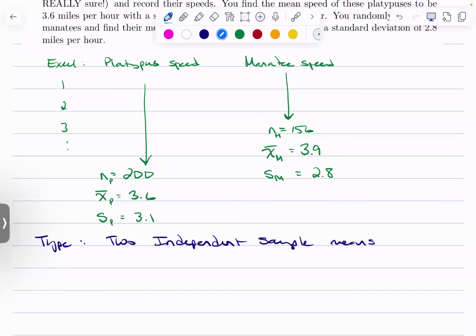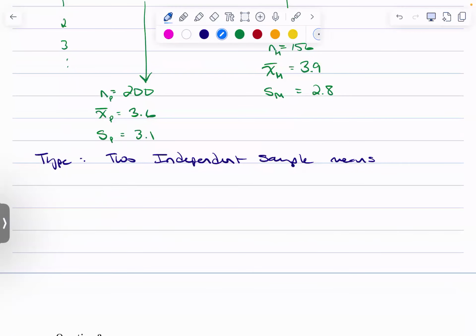And so here, no natural pairing. So here's the reason, which you don't need to say, but it's nice to know why. No natural pairing, and n_p is not equal to n_m, right? Different sample sizes, which is a good clue as to why it's two independent sample means.